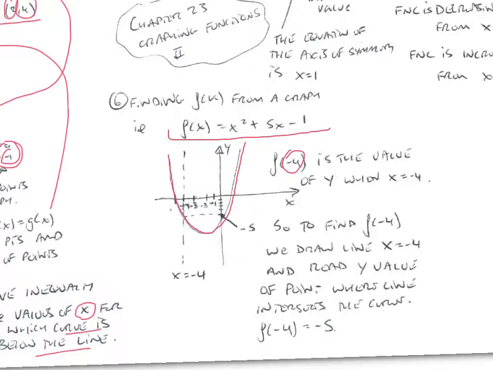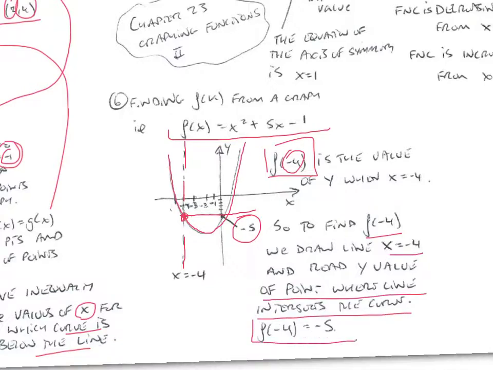So x is minus 4, so we come out here and we draw that line, x equals minus 4. We see where it cuts the parabola, and we go across and we get the y value, minus 5. So f(minus 4), they're asking what's the value of y when x equals minus 4. In this case it's minus 5. So to find f(minus 4), we draw the line x equals minus 4 and read the y value of the point where the line intersects the curve. f(minus 4) is equal to minus 5.